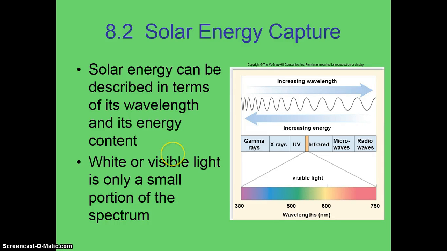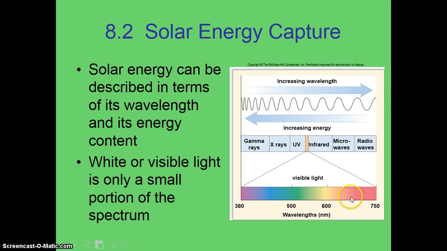This is going to be the lecture over section 8.2, which is going to deal with solar energy capture. So a lot of this is going to be familiar when we talk about energy and wavelengths and the visible light spectrum, because we've covered it in chemistry before as well. So here we just have a familiar picture showing the wavelengths of the visible light spectrum, going from the shorter wavelengths with the indigo violet down here up to the longer ones with the red colors through here.